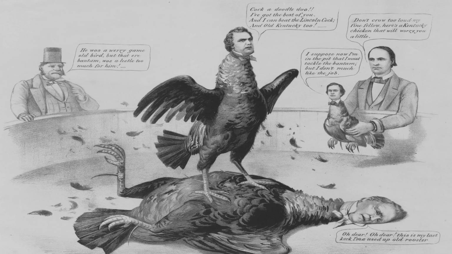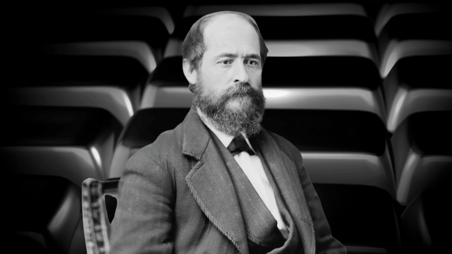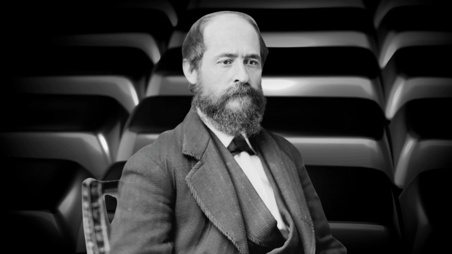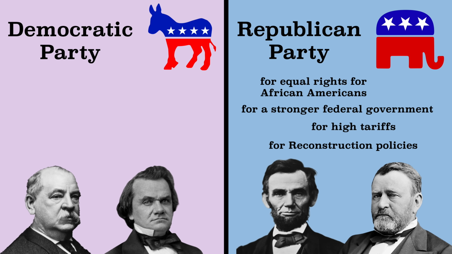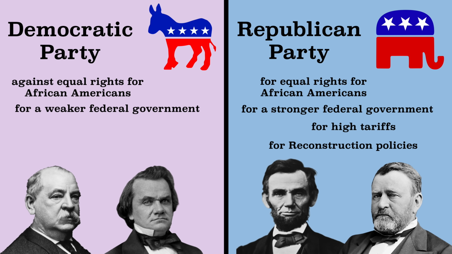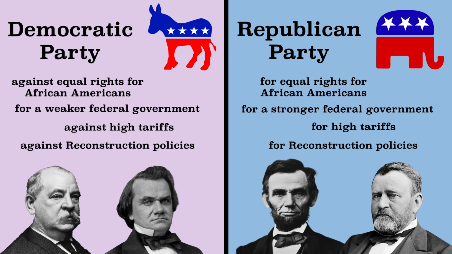This time, the Democratic Party didn't have as tight of a coalition. You had folks in the party for the gold standard, but others passionately against it. For example, led by folks like Stephen Douglas and then later Grover Cleveland, they generally were against equal rights for African Americans, for a weaker federal government, more states' rights, against higher tariffs, and against Reconstruction policies.